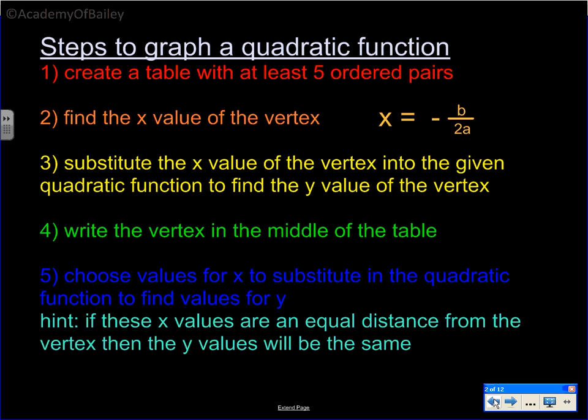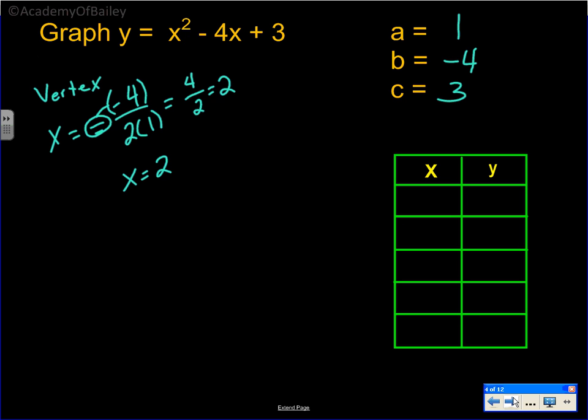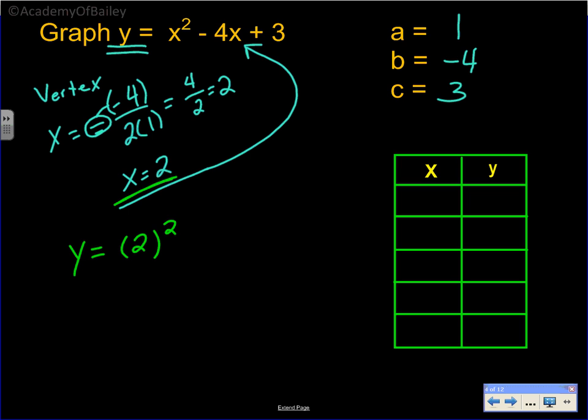Step number 3. Substitute the x value of the vertex into the given quadratic function to find the y value of the vertex. What does that mean? Substitute the x value of the vertex into the quadratic function to find the y value. So that's what we're going to do. Y is equal to x squared, but what's x going to be? X is 2. So x squared minus 4 times x, remember x is 2, and then we say plus 3.